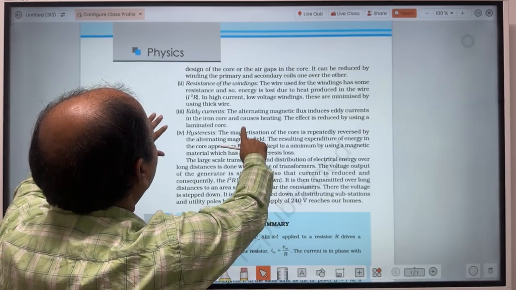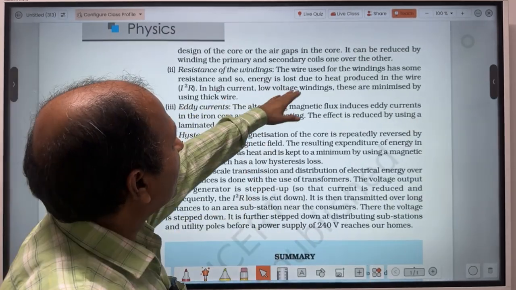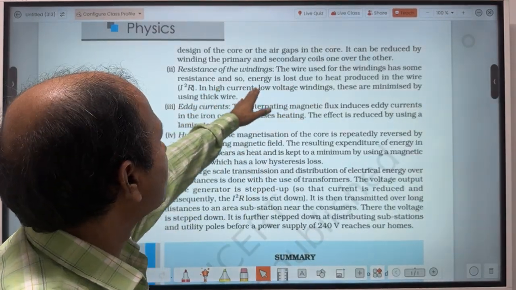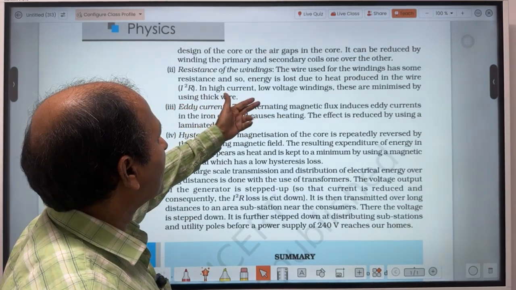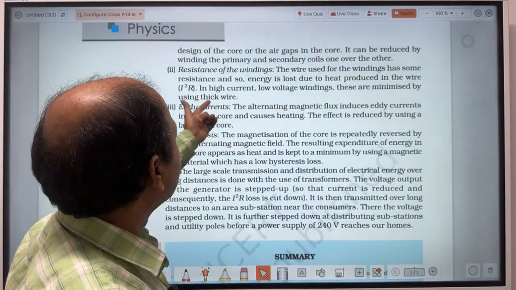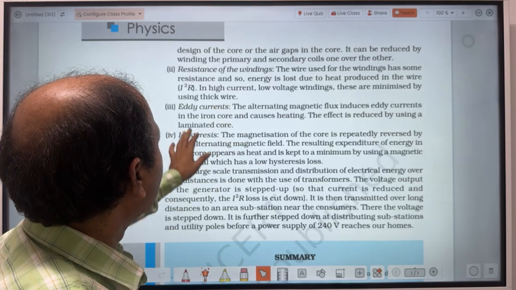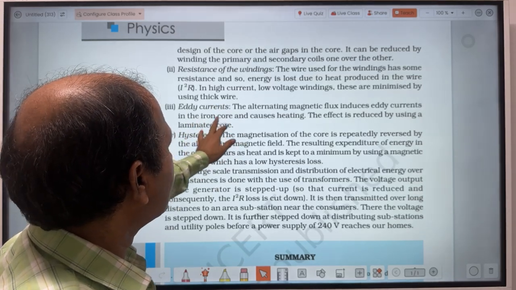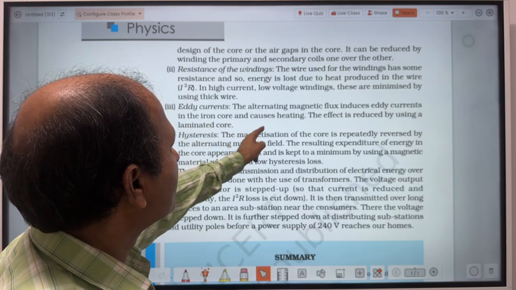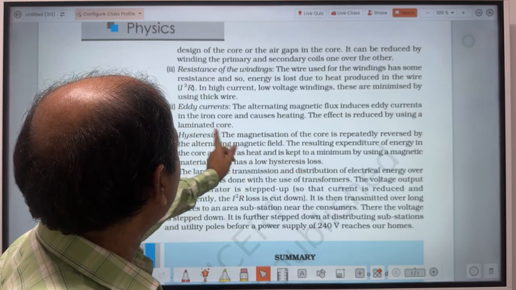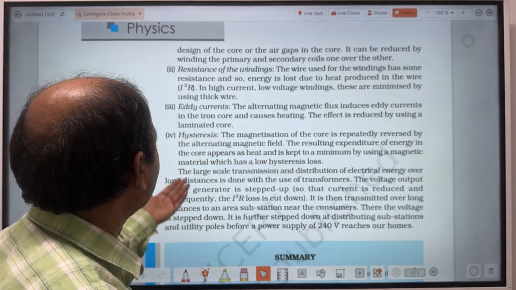Then resistance of the winding. Of course, the wire used for winding has some resistance, and so energy is lost due to heat produced in the wire, that is I square R. In high current, low voltage windings, these are minimized by using thick wires. Then come eddy currents. You have studied about eddy currents. The alternating magnetic flux induces eddy currents in the iron core and causes heating. The effect is reduced by using a laminated core.